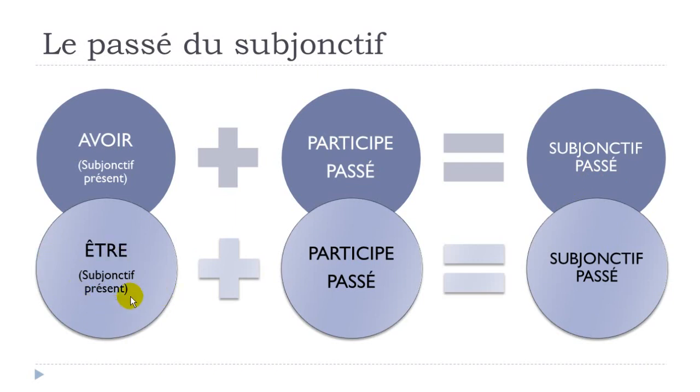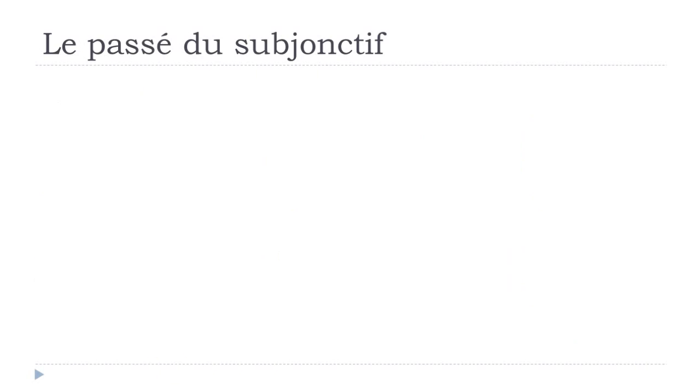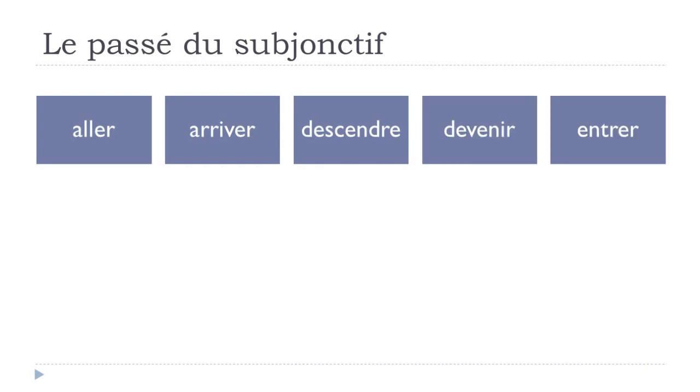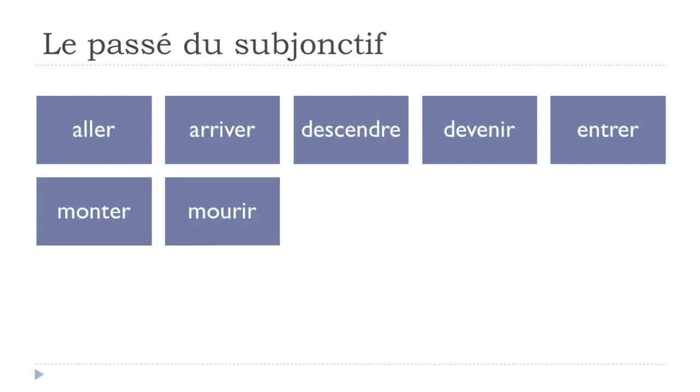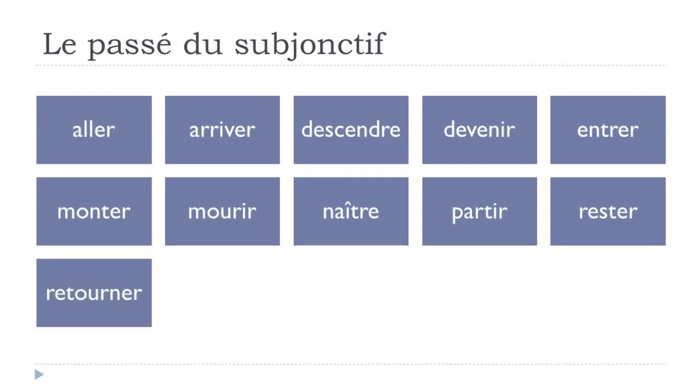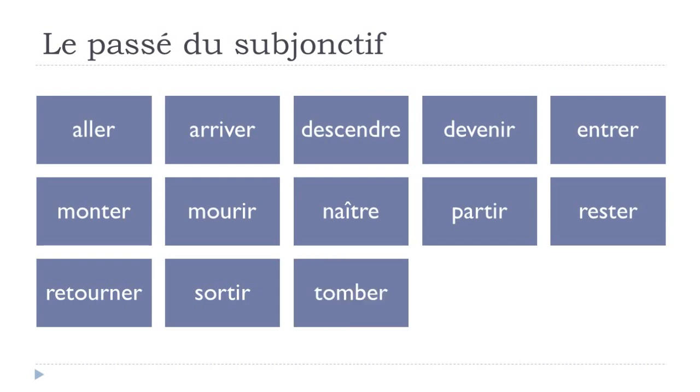Remember, for être, as usual, we're talking about exceptions, and here they come. Aller, to go. Arriver, to arrive. Descendre, to go down. Devenir, to become. Entrer, to enter, to come in. Monter, to go up. Mourir, to die. Naître, born. Partir, to leave. Rester, to stay. Retourner, to return. Sortir, to go out. Tomber, to fall. Venir, to come.